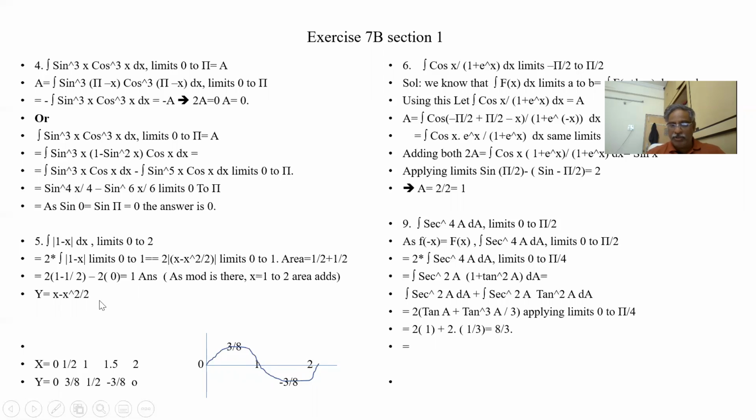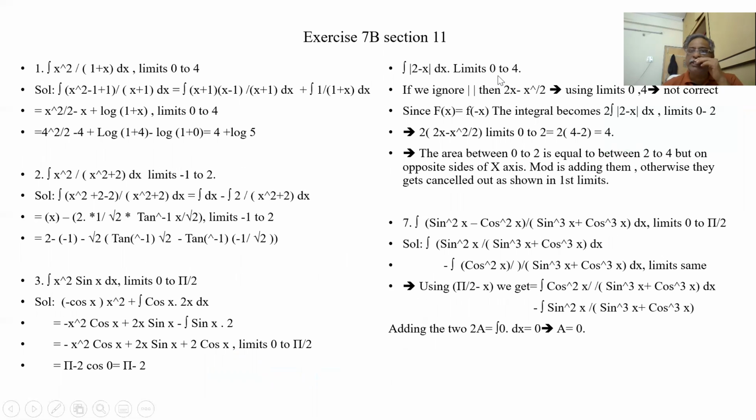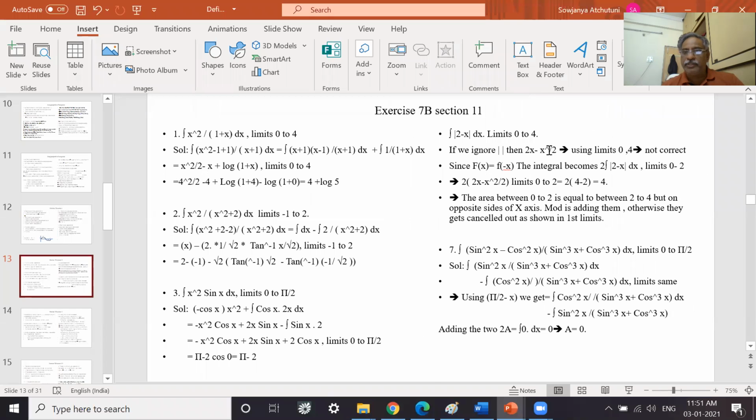We'll see one more example of mod and no mod here. This is integral of 2 minus x dx. What is the integration? 2x minus x square by 2. If I substitute limits 0 and 4, 2 into 4 is 8 minus 16 by 2, which is again 8. So it is 8 minus 8, which is 0. So this is becoming 0.